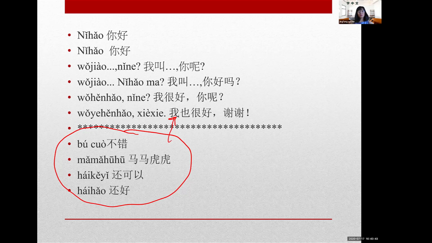So for example, the first one, 不错, means not bad. Next one, 马马虎虎, means so-so, just so-so. 还可以, it's okay. 还好, it's all right. In our textbook we learned 很好. So these are the expressions you can use to replace 很好.